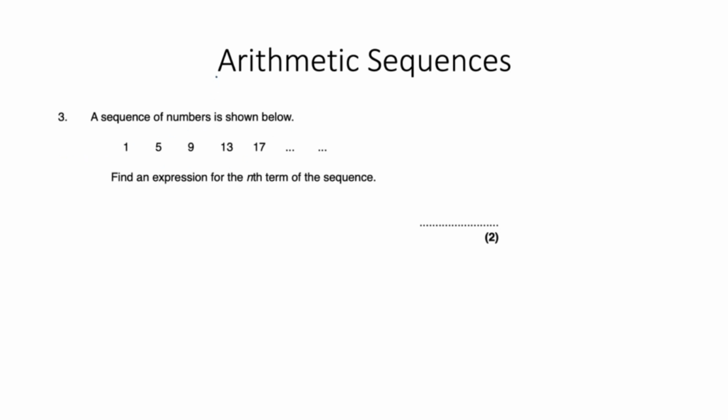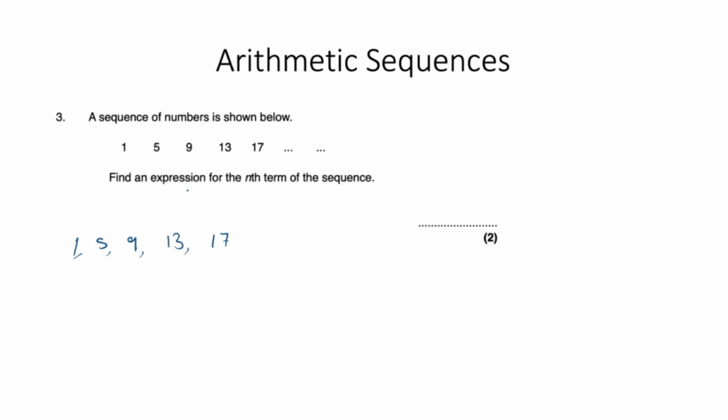So first question here. A sequence of numbers is shown below: 1, 5, 9, 13 and 17. Find an expression for the nth term of the sequence. Since this is an arithmetic sequence, the sequence will increase or decrease by a common difference. Okay, so the common difference is represented as D.